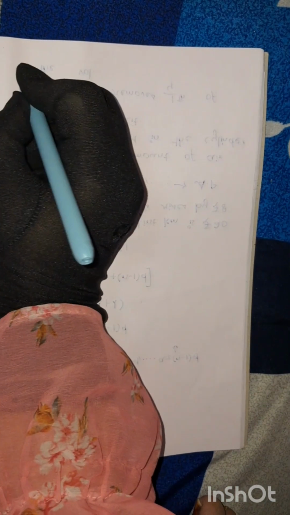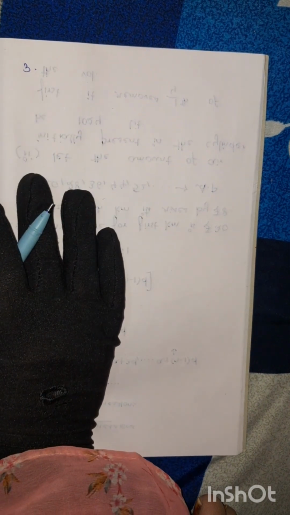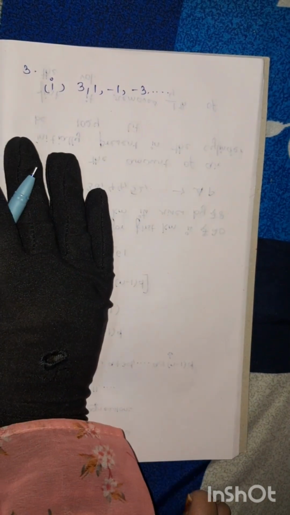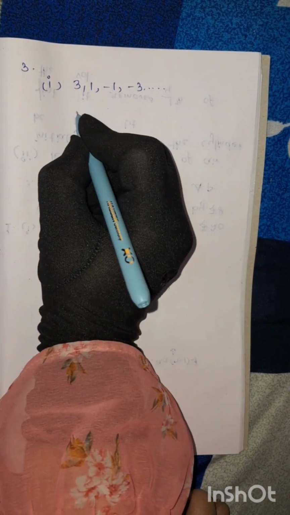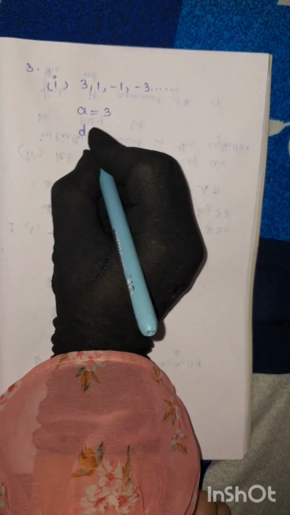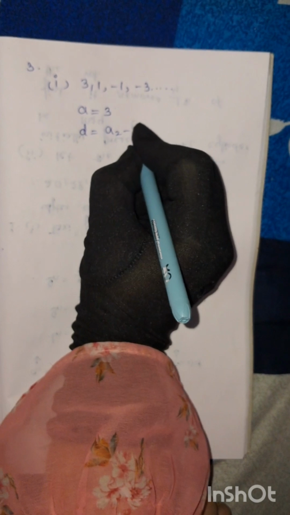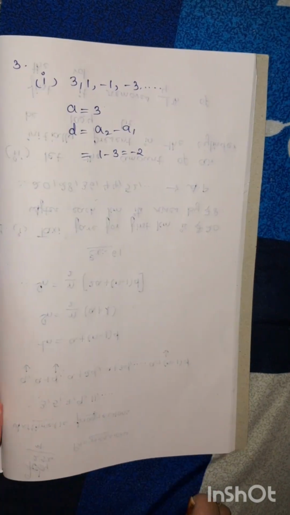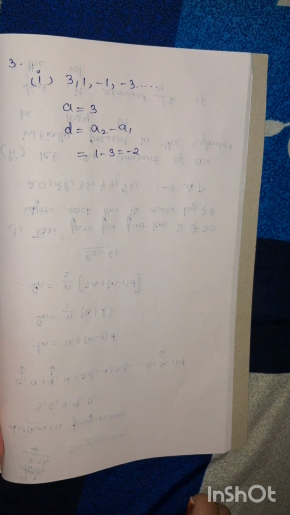Now see the third question. For the following APs, write the first term and the common difference. Your first question is 3, 1, minus 1 and minus 3 and so on. So here you need to write the first term. What is the first term here? A is nothing but 3, right? And the common difference, D, is nothing but what? A2 minus A1, which means 1 minus 3, which is nothing but minus 2, right?